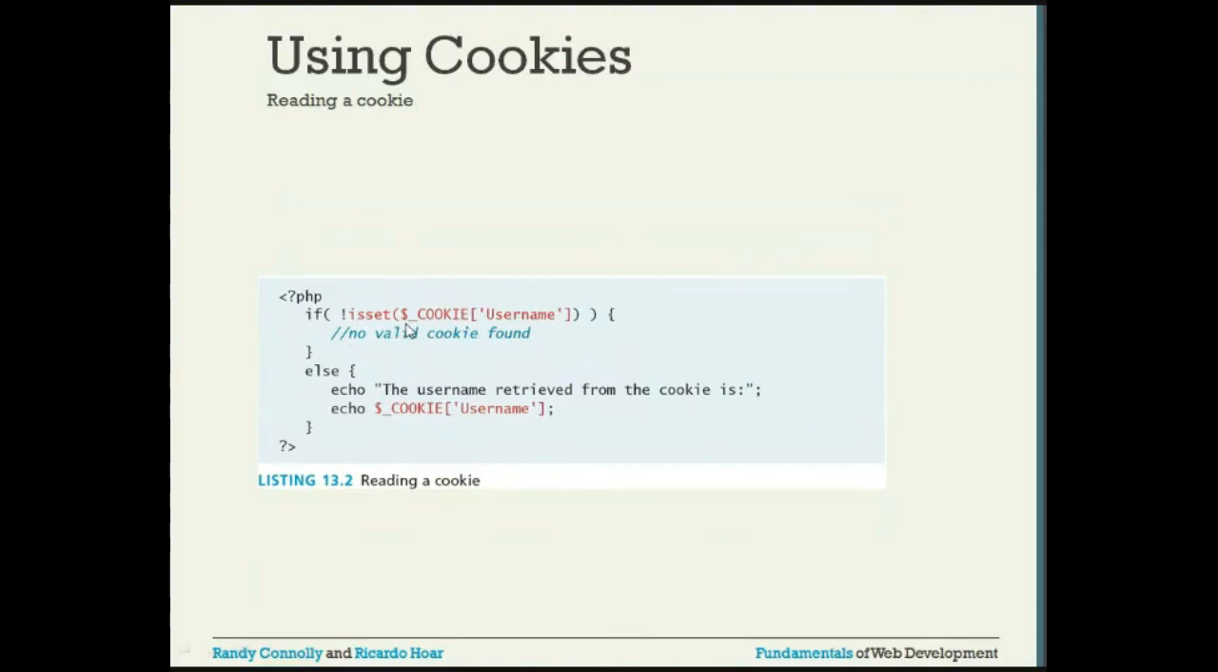So the $_COOKIE superglobal will store all the cookie information in the form of key-value pairs. If it accesses a particular key, the name of the cookie, that name will be mapped to a value. That's how it will be able to access it. So this is the beginning of the PHP code. This is the end of the PHP code.